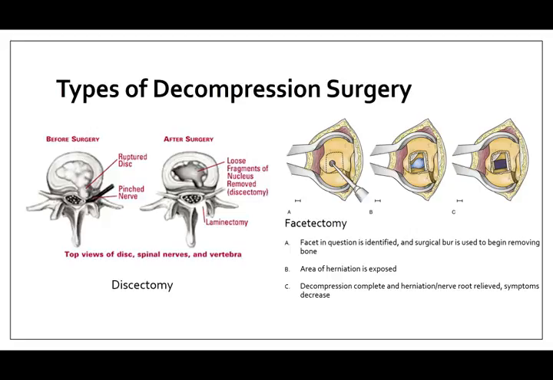There's also a facetectomy, and if we go through the A, B, and C here, so A is looking at the facet in question, and a surgical burr is then used to begin removing the bone in that area, and the area of herniation is exposed there in picture B, and then in picture C, the decompression is finally complete, and the herniation and the nerve root is relieved, and then hopefully the symptoms of that patient have decreased.